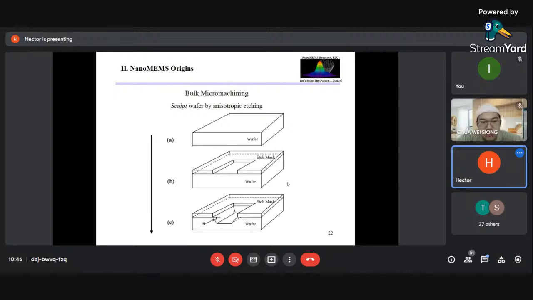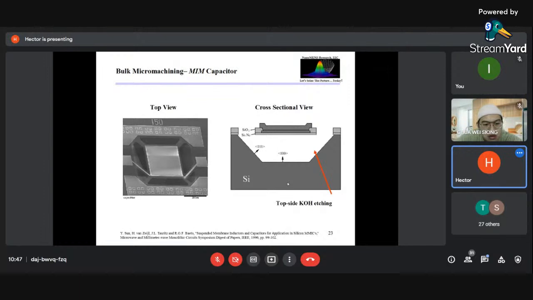In bulk micromachining, mechanical structures are created within the confines of the silicon wafer by selectively removing wafer material by wet and dry etching techniques. The anisotropic etching rates of the different crystal planes of the wafer are exploited. For example, to form a suspended metal insulator metal capacitor, windows are opened on the surface by etching with KOH to eat away the substrate underneath the device. So this is an example of how bulk micromachining may be utilized to make a metal insulator metal capacitor, where the parasitics that would have been introduced by the substrate are eliminated.